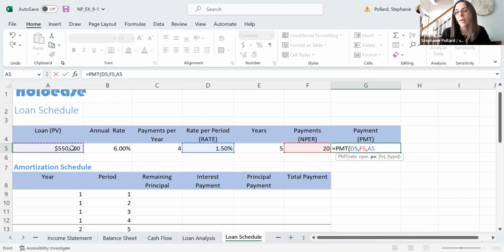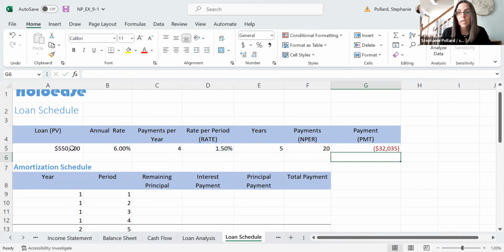Again, I'm going to skip entering the future value here, because it's going to be 0 and that's the default, as is the type, which is also defaulted to 0 with an end of period payment. So we see that our payment is exactly $32,035. It's slightly over that $32,000 because we did round the loan up a little bit in the previous worksheet.